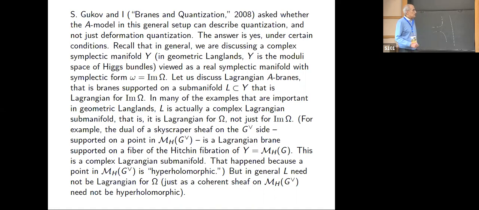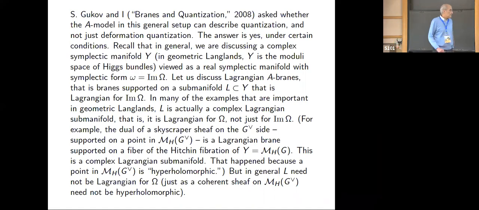So now let's discuss Lagrangian A-branes. Well, these are A-branes supported on the submanifold L that's Lagrangian for Re omega. In many examples important for geometric Langlands, L is actually a complex Lagrangian submanifold, that is, it's Lagrangian for omega, not just Re omega.